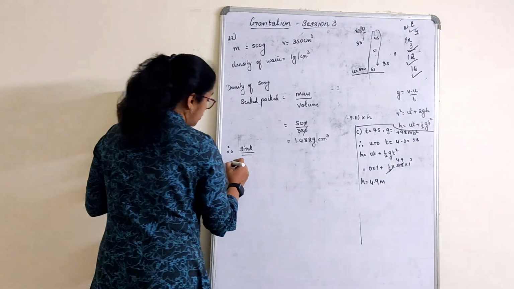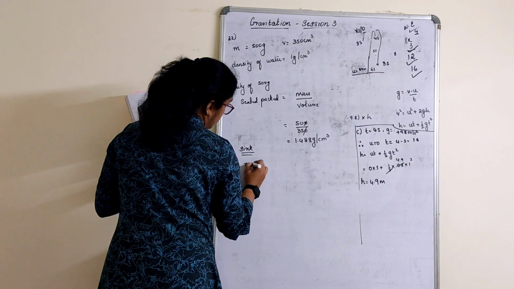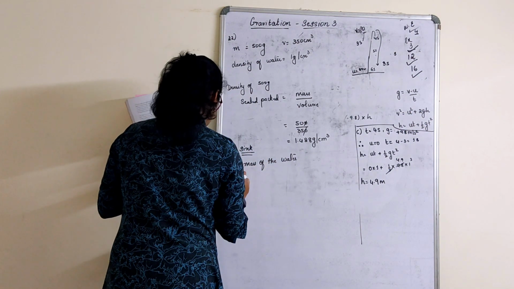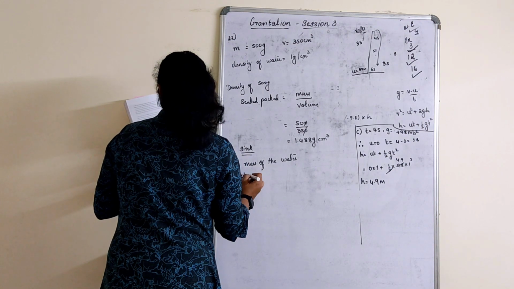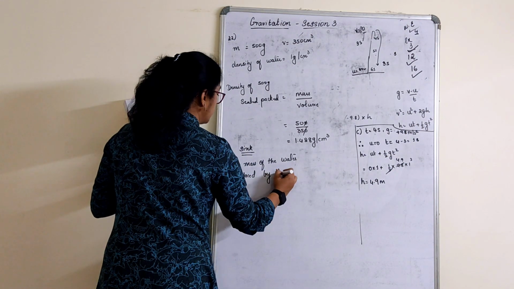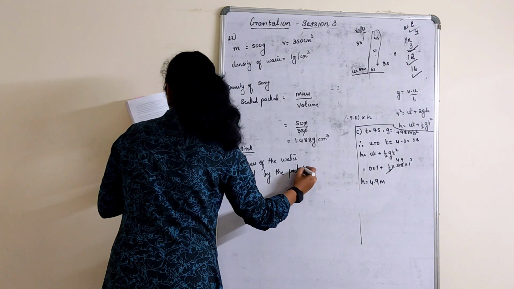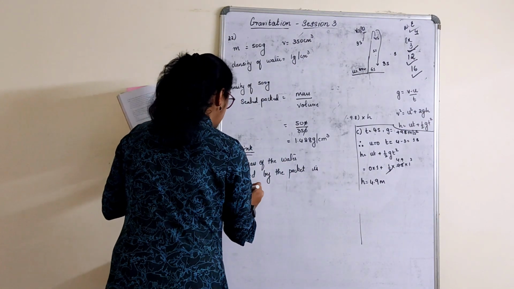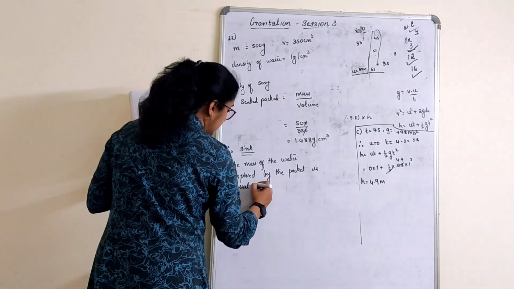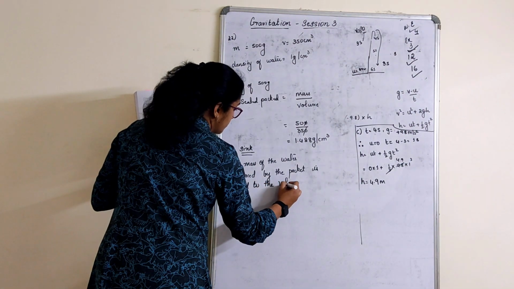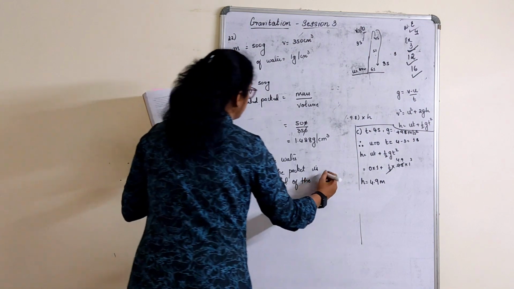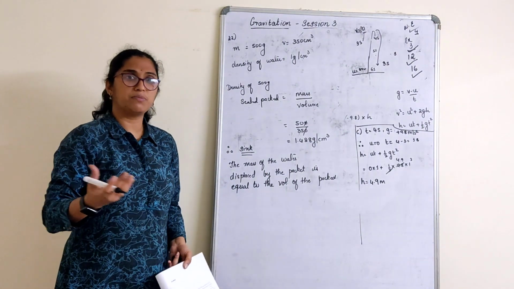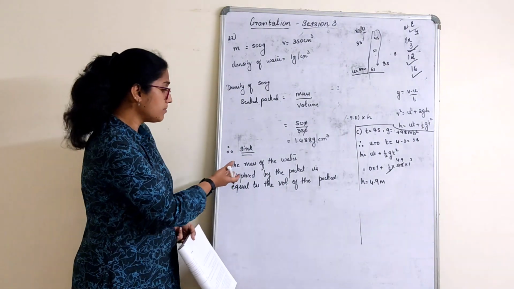Last, the mass of the water displaced by the packet is how much? It will be equal to the volume of the packet. Correct, no? Whatever volume is the packet's, that much amount of volume will be displaced. I mean, that much mass of water will be displaced.